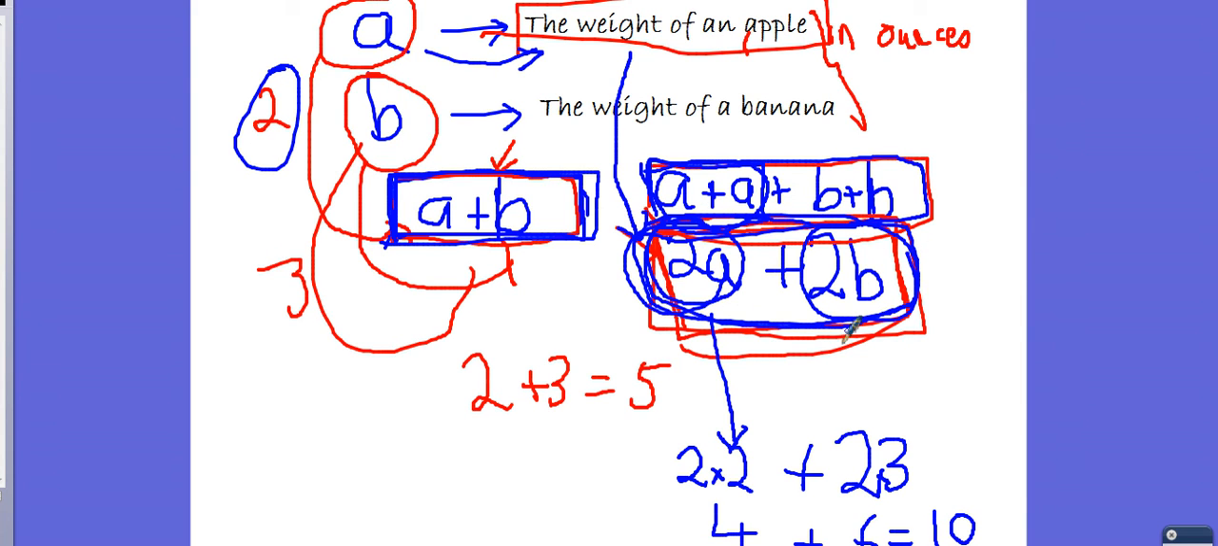Once we've simplified it this far, that's all we can do, unless we happen to know what numbers we're using for these values at any time. And that's called substitution. I'm taking out the letter A, and instead of the letter A, I'm putting in the value that A actually represents. Remember, 2A represents twice the weight of an apple. So if the apple weighs 2, then twice the weight of an apple is 2 times 2. Hope that makes sense to you.